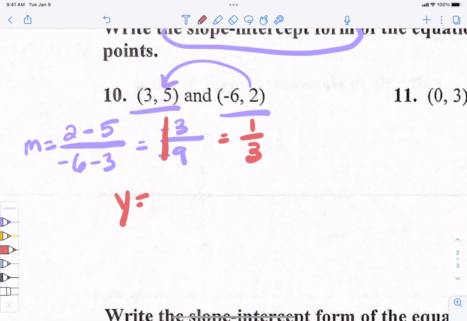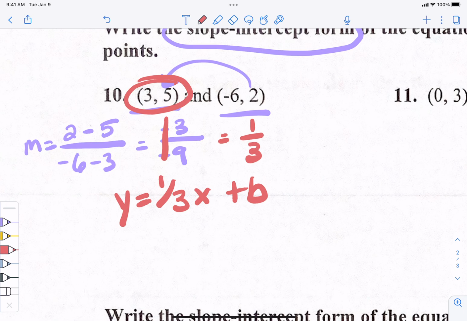y equals 1/3 x plus b. How do I find the b? Plug in, which one do you plug in? 5 for y and 3 for x. Does it matter? No, but which one's the easiest one to plug in? Probably 5 and 3, the positives. I always like positives. So I'm going to plug 5 in here.